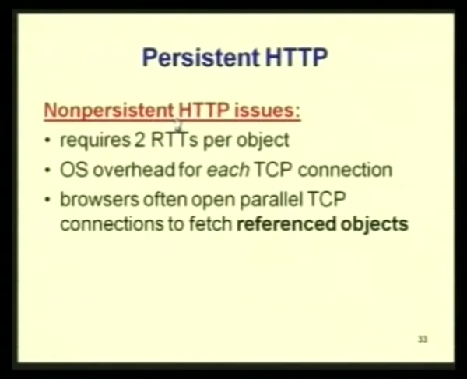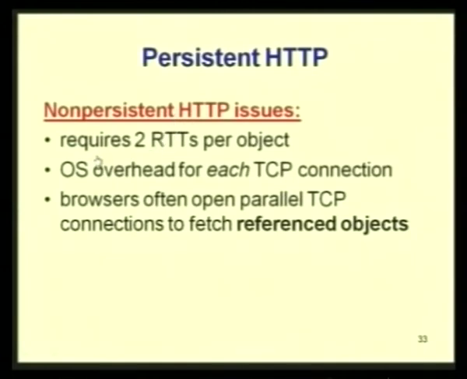In persistent HTTP protocol, we basically try to address this problem of taking a long time in non-persistent HTTP. The issues that we have in non-persistent HTTP are the following. It requires at least 2 RTTs to retrieve the object, then of course, you also need to close the connection, which may take up 1 more RTT, and there is an OS overhead for each TCP connection. Typically, browsers often open parallel TCP connections to fetch the different referenced objects. That is one way of looking at it.